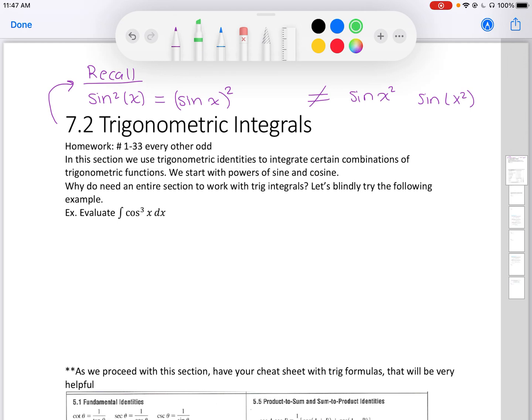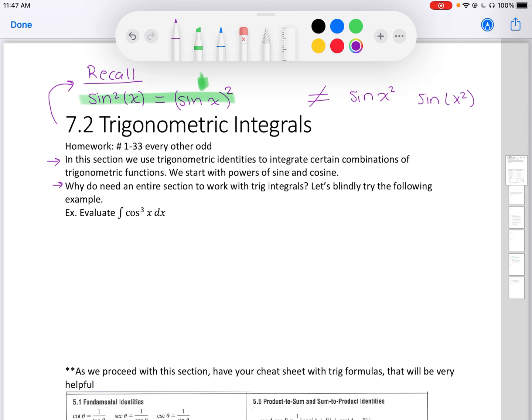So when we're working with these, if you find yourself getting caught up with the exponents, you can take that exponent on the trig function and apply it to the entire trig function in parentheses if you see that that's more helpful for you. Okay, let's begin. In this section, we use trig identities to integrate certain combinations of trig functions. We start with powers of sine and cosine.